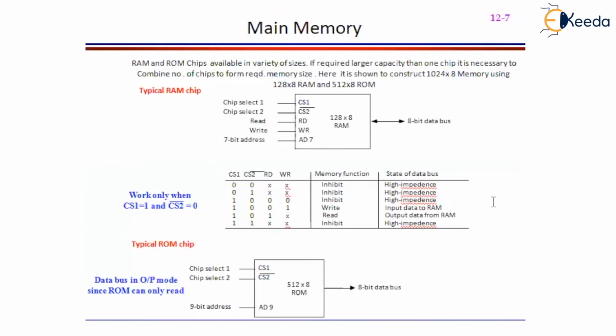Now let us discuss a process in which the CPU is going to select exactly only one RAM chip from the available chips. This is called memory address mapping. Let us have a look at it. We're going to discuss a process in which the CPU is going to select exactly one chip from the available total chips. This process is called memory address mapping.